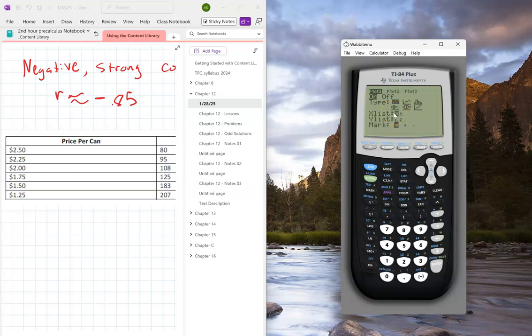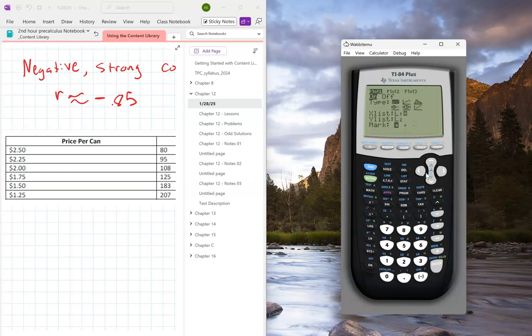Now remember when we typed in our data, I typed my data into L1 and then L2. So here where it says X list and Y list, I want to make sure it says L1 and L2. If it doesn't, notice in blue above the numbers 1, 2, 3, 4, 5, 6 are the L1, L2, L3, L4, L5, L6. So if I needed this to be, say, L5, I can press second and the number 5. That would allow me to change those. But I don't want to do that because I typed my X's into L1.